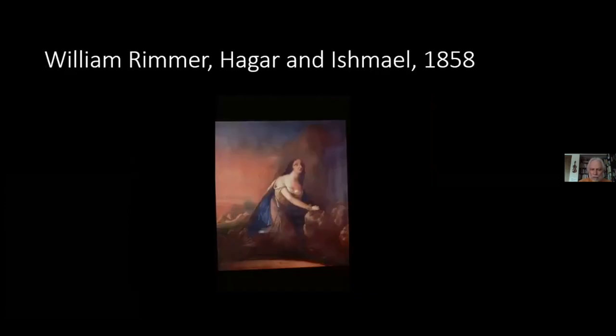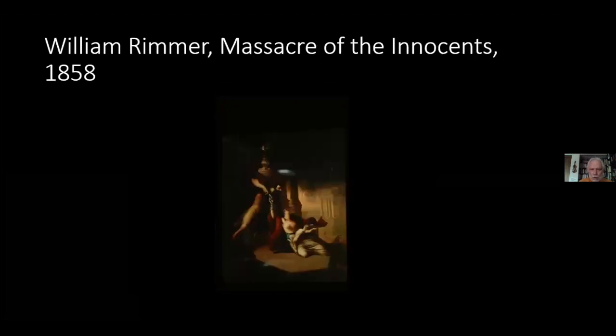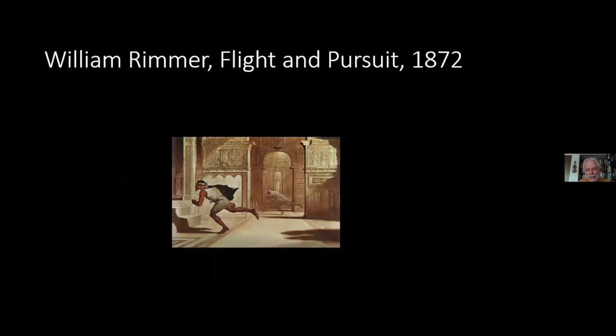William Rimmer, who did a lot of dramatic subjects, also did religious ones like Hagar and Ishmael of 1858, the biblical story of how, because of the competition with Abraham's other wife, Hagar and her son Ishmael were forced out into the wilderness and became the origin of the Arab tribes. But a more traditional subject as well, Massacre of the Innocents, 1858, by him.